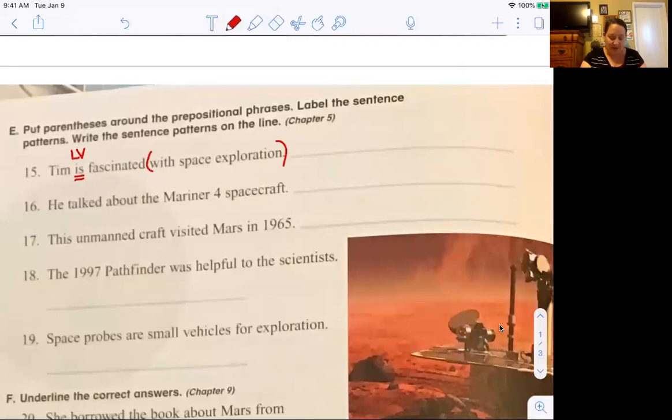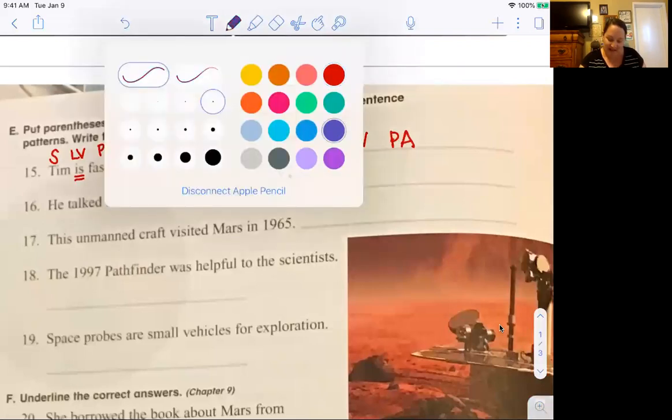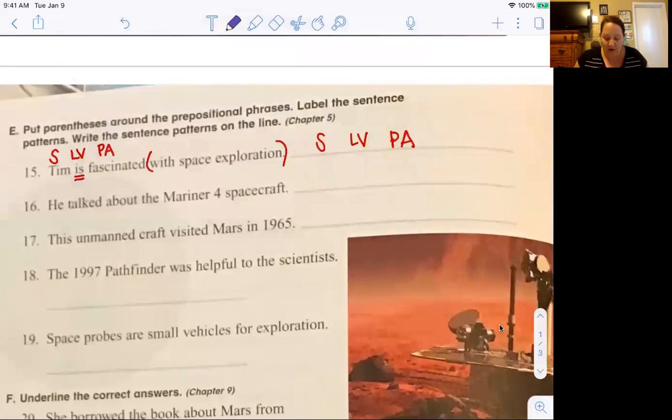Tim is our subject, obviously. Fascinated. Fascinated is an adjective or it's a noun. It's a describing word, so it's an adjective. So it's called a predicate adjective. So when we label, we have a subject, linking verb, predicate adjective. Let's move on to 16. He talked about the Mariner 4 spacecraft. What's your prepositional phrase? It's kind of a long one. About the Mariner 4 spacecraft.